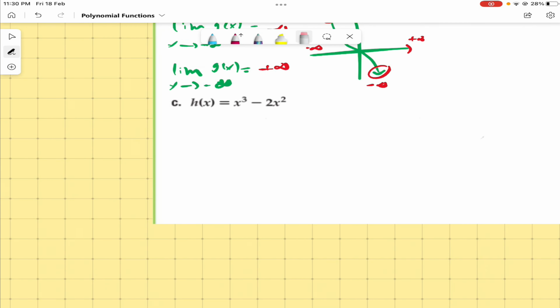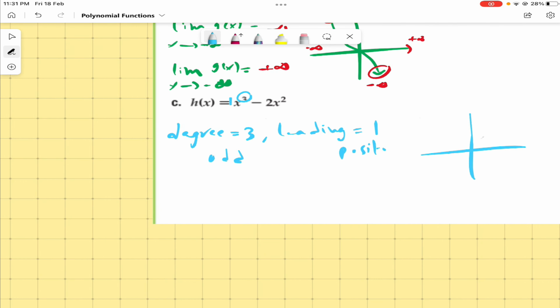The last part, the greatest exponent is 3. So the degree is 3. And the leading coefficient is 1. This is odd, and this is positive, which means that the right arm up and the left arm down.